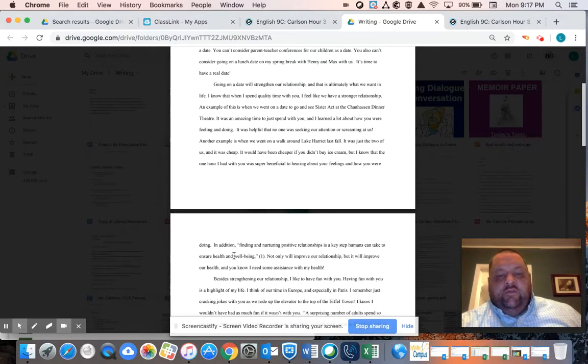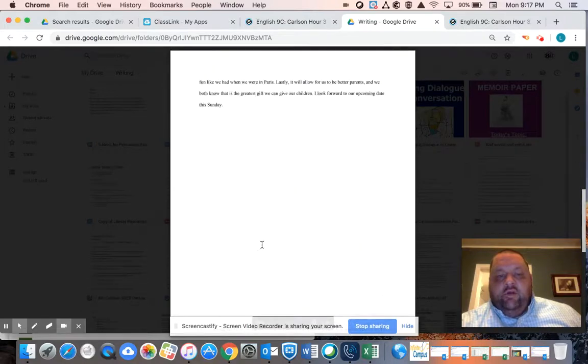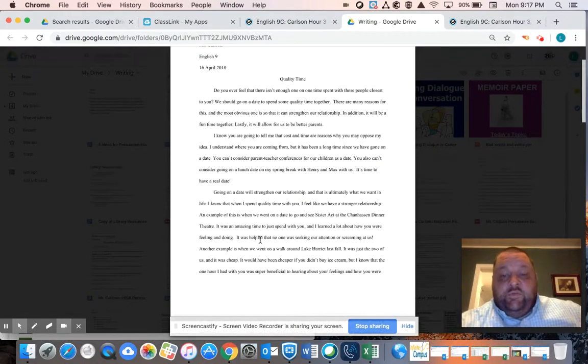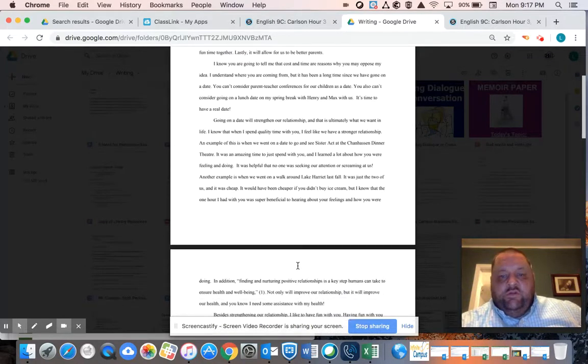And then, of course, at the end, I have this: in addition, find and nurture. I should put a capital F there. This looks good at the end. You may say, Mr. Carlson, why don't you have an author here? The reason I don't have an author is because my works cited page isn't on here, but there's no author for my works cited page. And in that situation, we just leave it blank.